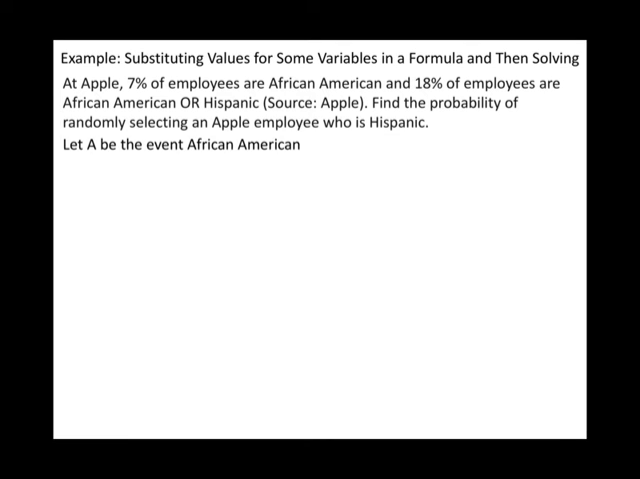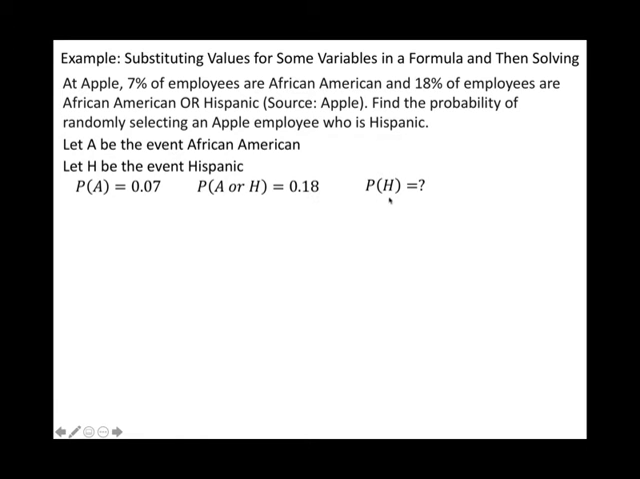We're gonna let A be the event of African American, and we're gonna let H be the event of Hispanic. 7% of employees are African American. So we could say probability of A, the African American, equals 7%, which is 0.07. And 18% of employees are African American or Hispanic. So we could say P of A or H equals 18%, which is 0.18. And what we are looking for, the probability of randomly selecting an Apple employee who is Hispanic, so we want to find the probability of Hispanic.